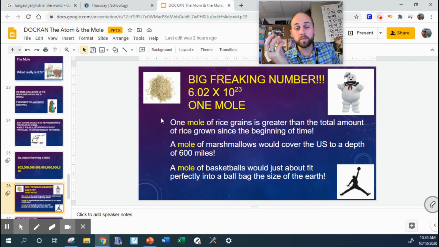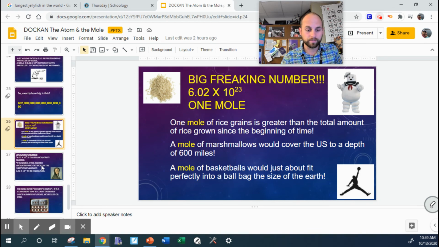If we had a mole of marshmallows, we could cover the United States, and not only cover it, it would keep covering it and keep covering it, and it would be 600 miles deep. That's a lot. If we had a mole of basketballs, we would need a bag to hold them. The bag would have to be the size of the Earth. So this number that we're talking about is really, really large.